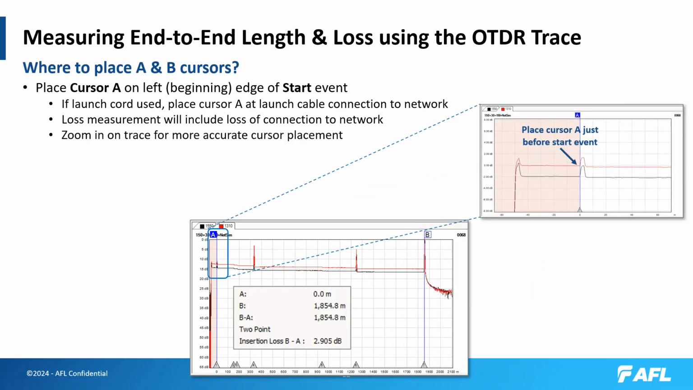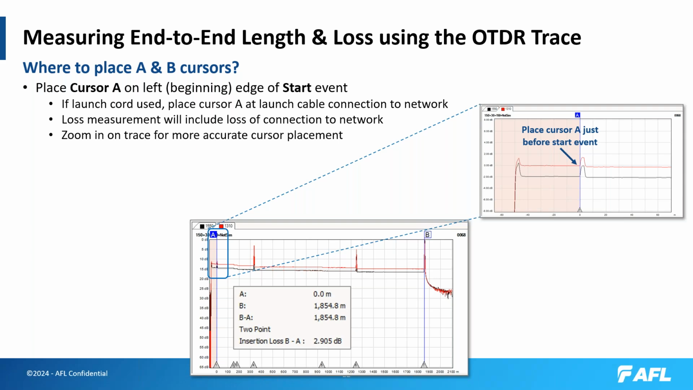If you want to make measurements on the trace, you can usually do that by placing two cursors, an A and a B cursor. In the example below, I've shown the A cursor placed at the start of the network. The pink shaded region is an internal launch cable inside the FlexScan. And the B cursor is placed at the end of the network where we have a reflective spike and then a drop down to the noise floor.